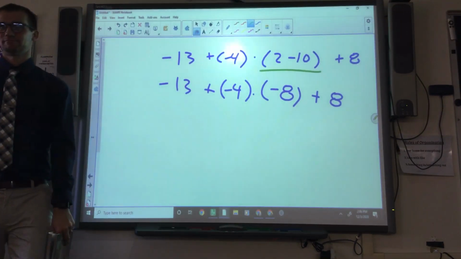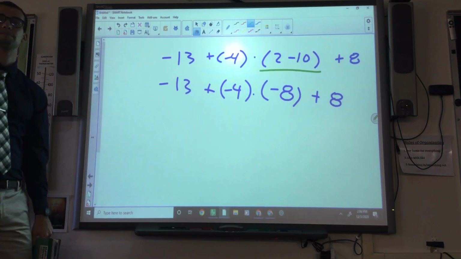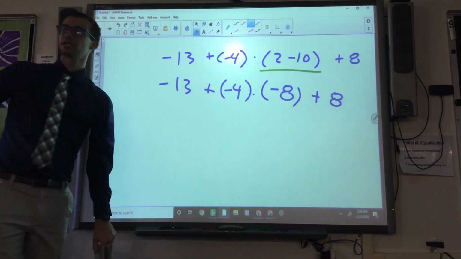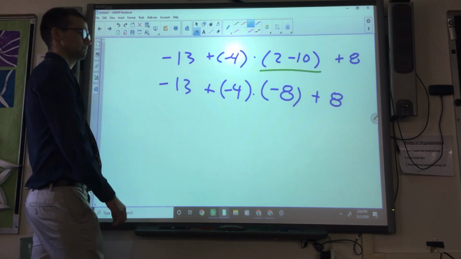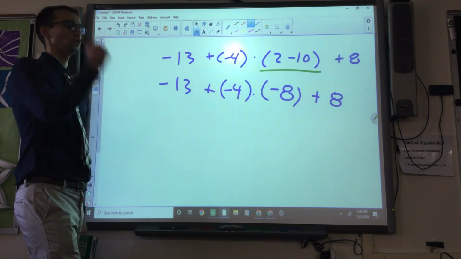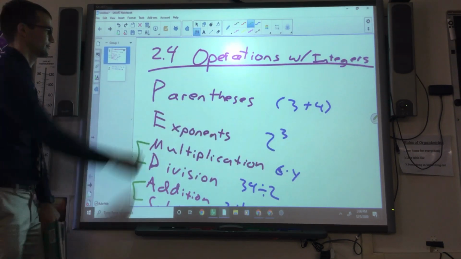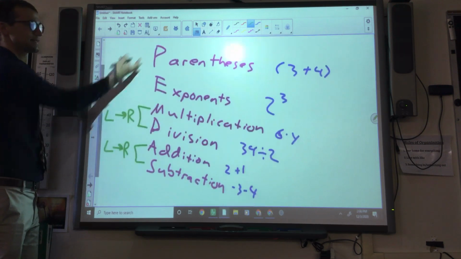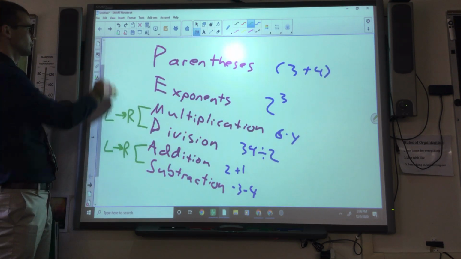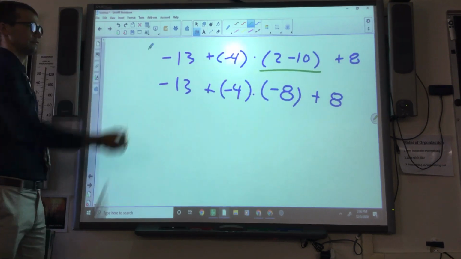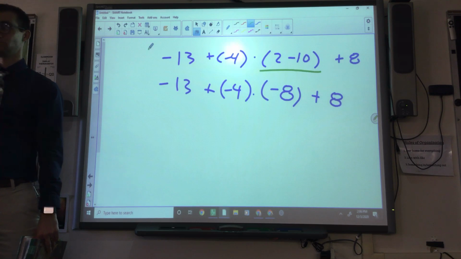What's the next thing? Stop. What's the next thing? Exponents. Is there any exponents to do? No. You do adding first. No. Multiplication. We'll go back to this for your sake. Parentheses, exponents, there's none of those left. Multiplication and division, left to right. So, what is left? Multiplication and division, left to right. There's none?